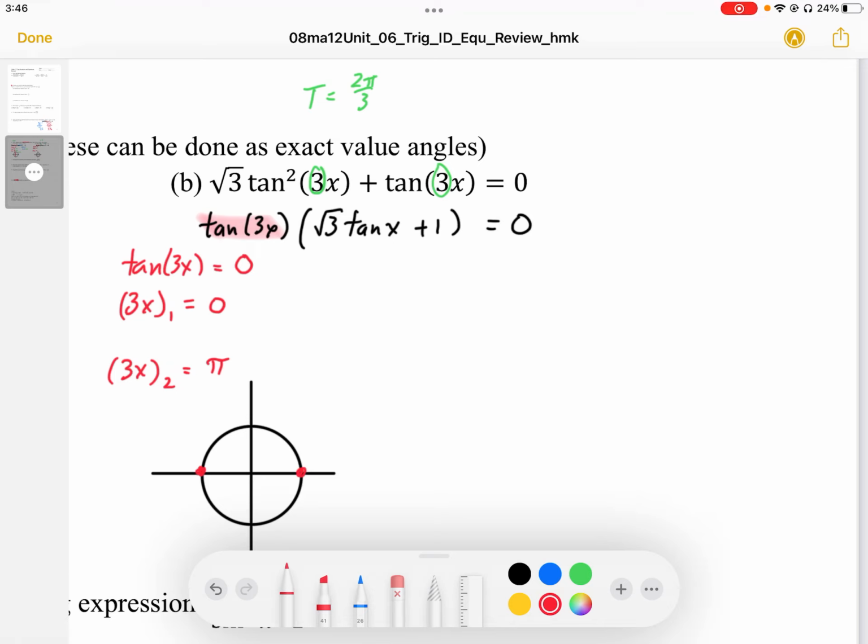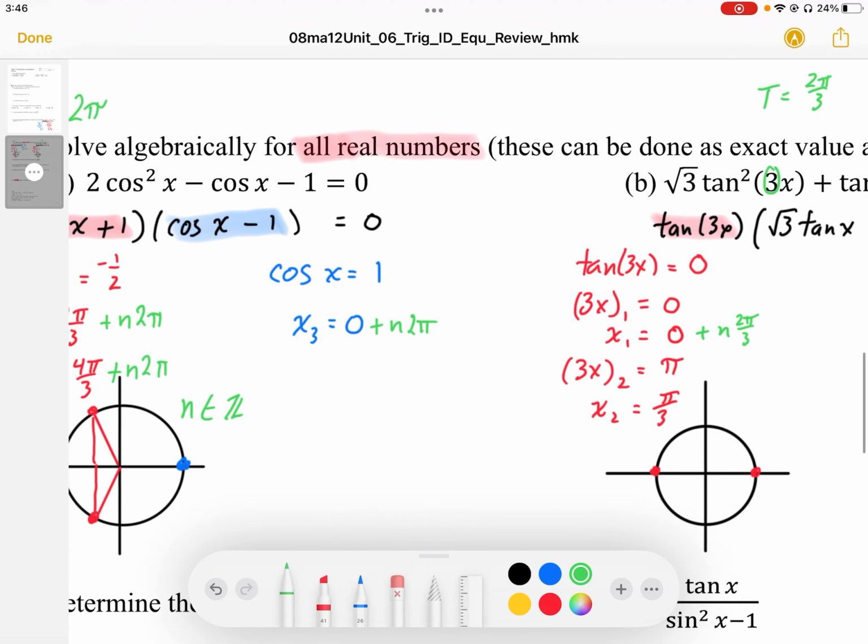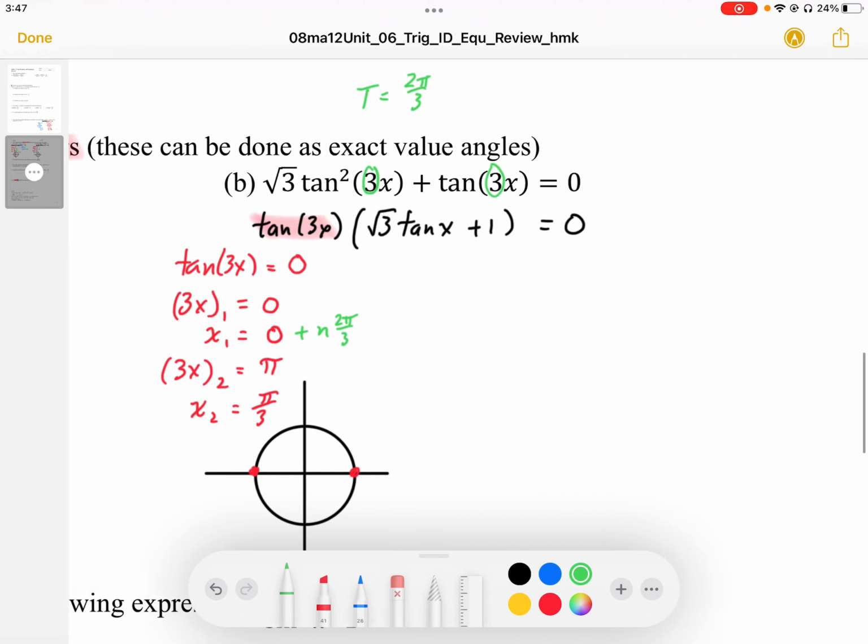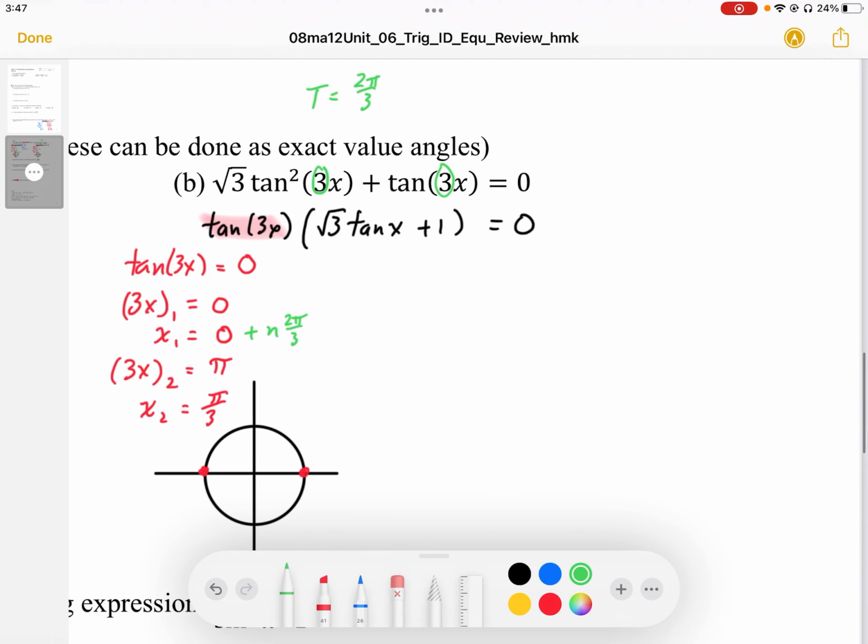Now I need to actually solve for the angle x, so divide both sides by 3. I still get 0 here. When I divide both sides by 3, I get pi over 3. Now I have my two solutions. These are primary solutions, but they have repetitions. And since this is all real values, I need to show the repetitions by adding on plus n 2 pi over 3. In the previous problem, we added n 2 pi because the period was 2 pi. Here, because of the horizontal compression, we're going to use a period of 2 pi over 3.